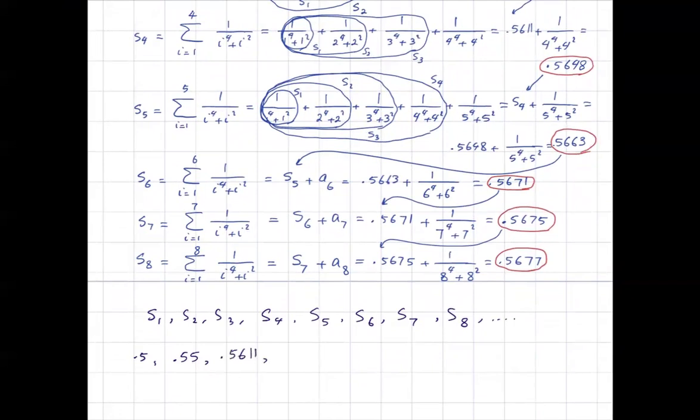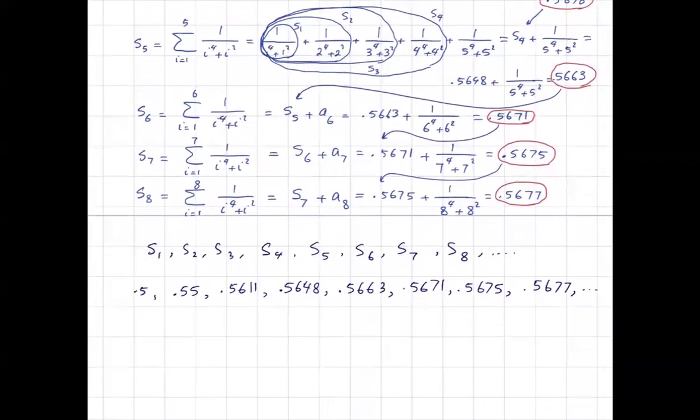S sub 4 is 0.5648. S sub 5 is 0.5663. And S sub 6 is 0.5671. And then S sub 7, 0.5675. And S sub 8 is 0.5677, and the rest of the terms. So this is the sequence that you're looking at.